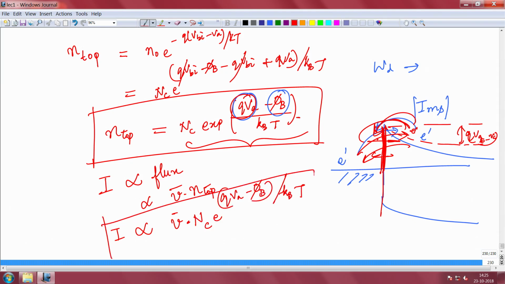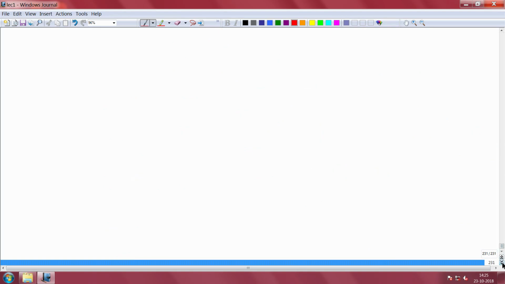This is the current that is proportional here, and of course, there is a conduction band density of states here. This will be like the thermal velocity. So, you can replace this, your velocity times N_C exponential of (qV_A minus phi_b) by K_BT. The proportionality constant can actually be obtained experimentally, and there are even some other more theories there.